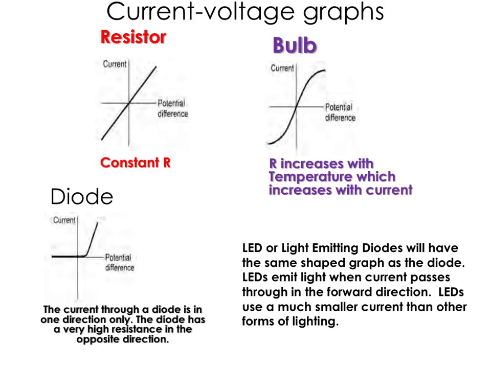The key thing for a diode, though, is that current through a diode is in one direction only because it's got a very high resistance in the opposite direction. And also the graph for a diode will be the same as the graph for an LED, which is a light emitting diode, remember, and they'll have the same shape graphs as diodes. The only difference between a diode and an LED is that an LED will emit light when the current flows through it in the forwards direction, and you must be aware that LEDs use a much smaller current than other forms of lighting, which is why they're so efficient.